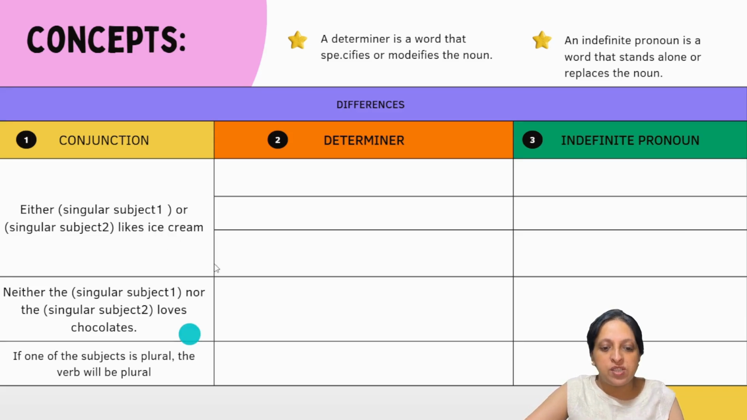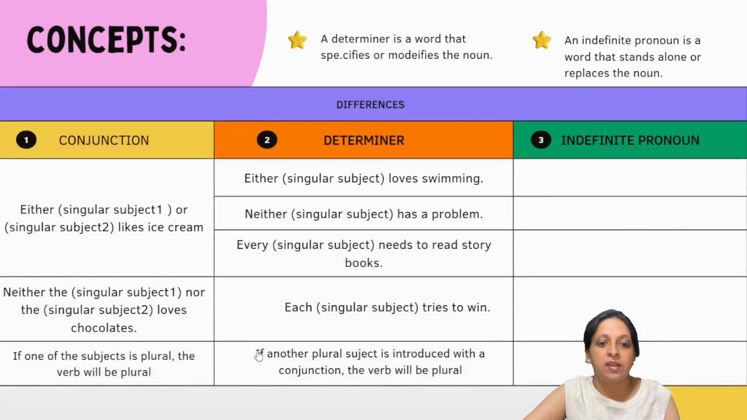Okay. Now let's move on to the determiners and check how determiners help us identify subject-verb agreement. So, for example, in determiners, what happens? We use either, after that a singular subject. And if after either we have a singular subject, definitely the verb has to be singular. For example, either boy loves swimming. So I'm talking about two boys, but I want to say either of them, that is one of them, this one or that one. Either boy loves swimming. Next one, neither, again a singular subject.